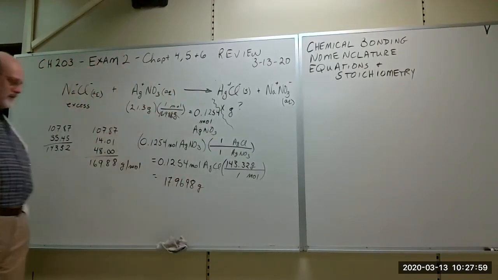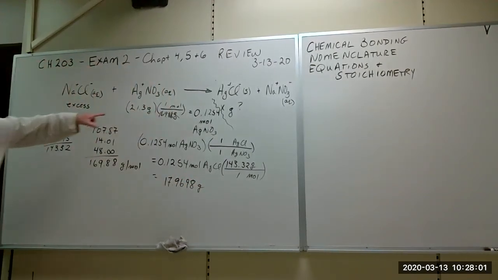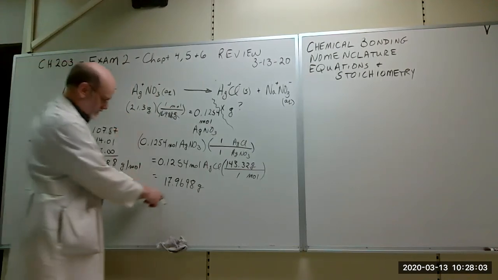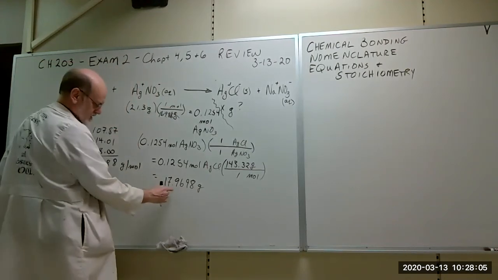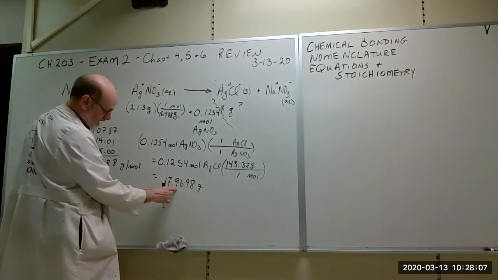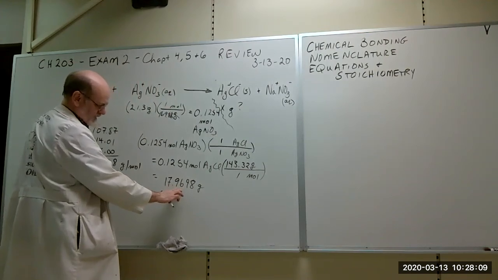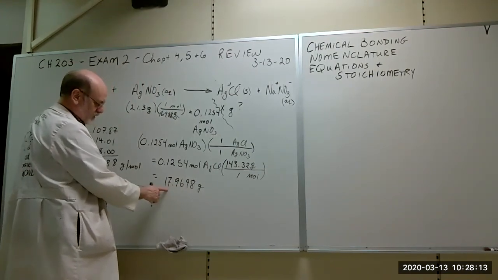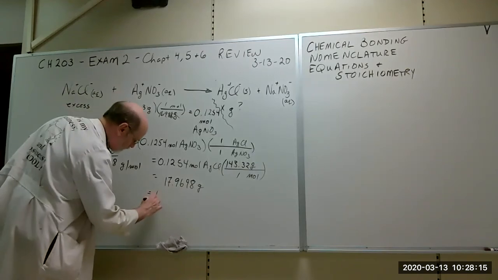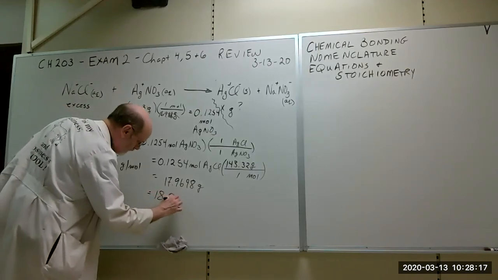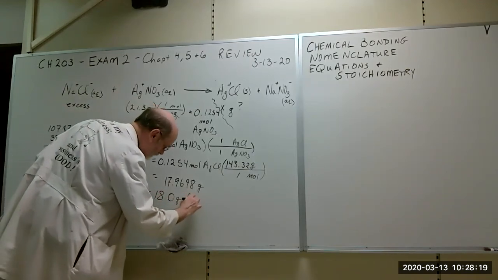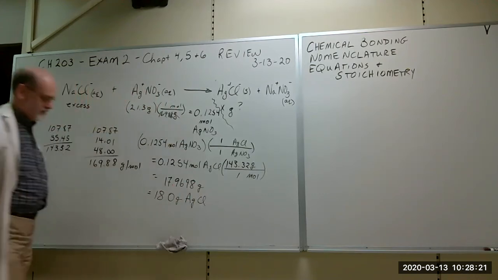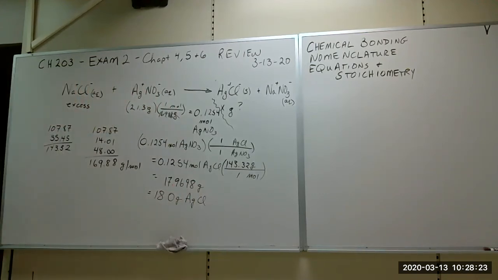Now you can round to 3 places. So round this to 3 places. You look at, here's the 3rd place. What's over here? 6. So that's bigger than 5, which means this is rounded up to 10, which puts a 1 over here. So it's 18.0 grams of silver chloride. Okay? That's stoichiometry.